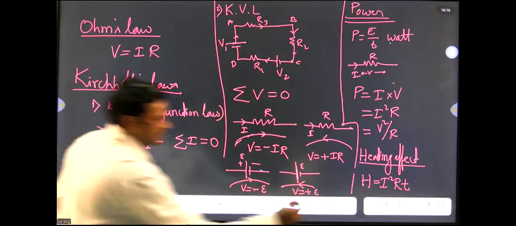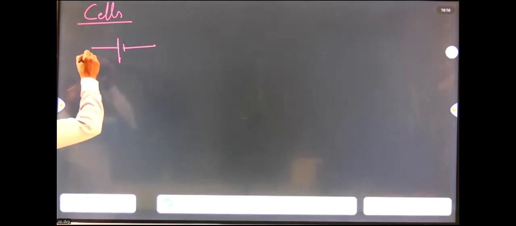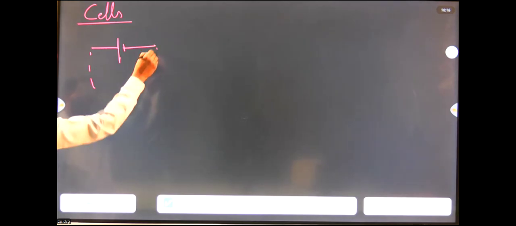Right. So moving on to the next one: cells. Cells are the sources of constant potential difference. If there is a device which can provide constant potential difference, that device can be called a cell or a battery. A battery or cell are examples of constant potential difference. When there is no current, this circuit is open.